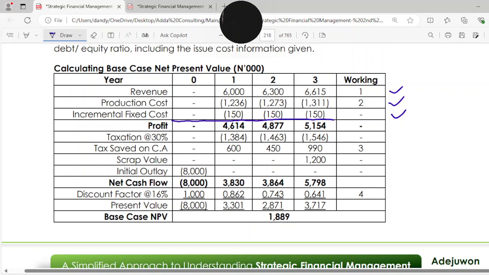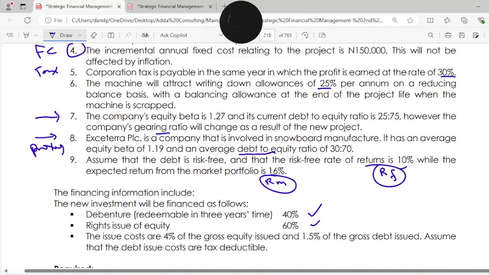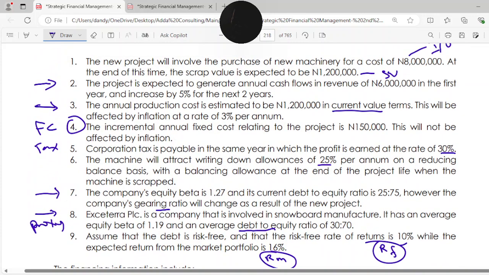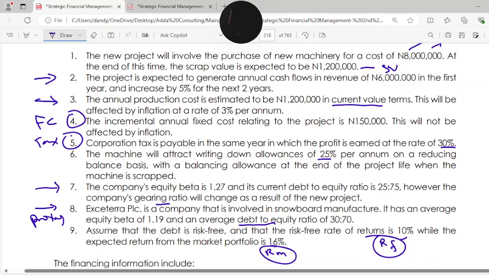The same format you use to calculate your net present value is the same you are going to use to calculate the APV. Therefore, immediately after profit, you need to calculate tax. I will then go to the question, what is the tax rate? What's the tax rate that the company will pay? Examiner has told us, when you look at note number 5, that the company tax rate is 30% and the company will pay tax in the same year profit is earned.